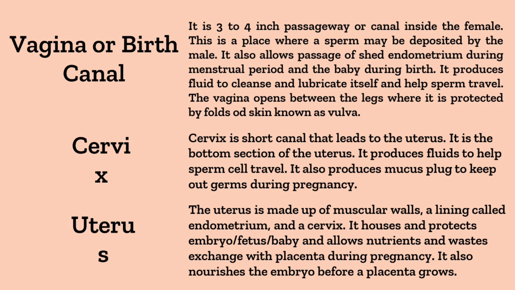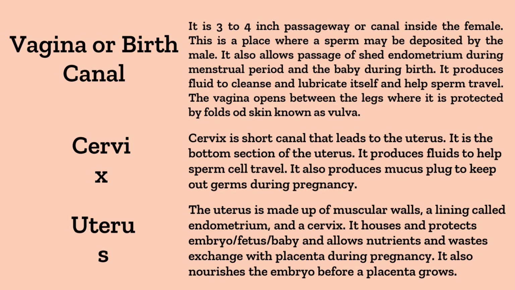If a woman is not pregnant, the lining of the uterus is shed during the menstrual cycle. The uterus also has a muscle that helps push the baby out during childbirth.